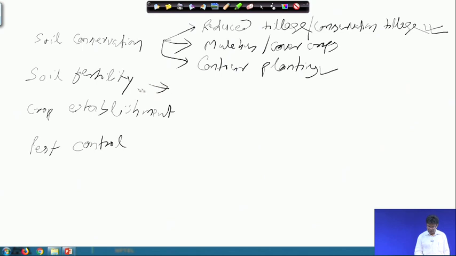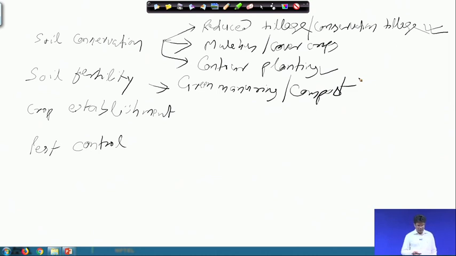Similarly, soil fertility enhancement can be done through green manuring or compost. That means we can go for green manuring and compost applications, so that you can maintain the soil fertility on a long term basis. And the crop establishment, that means how we can establish the crop in the seed bed.